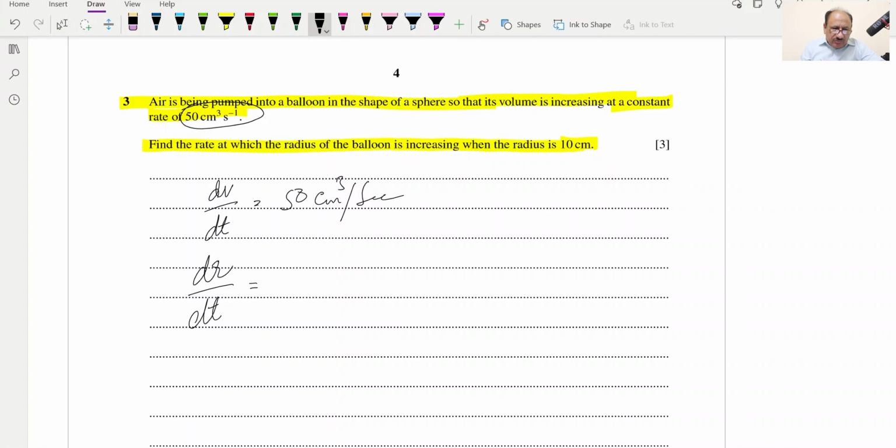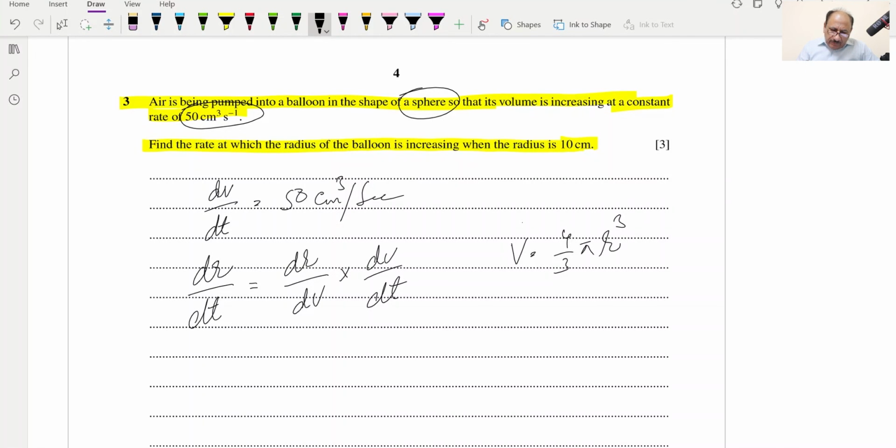And the change in radius with respect to time, we can write by the chain rule like dr over dV into dV over dt. We have dV over dt, and dr over dt we can find basically. So we have dV over dr, volume is what, the volume of a sphere will be equal to 4 by 3 pi r cubed.